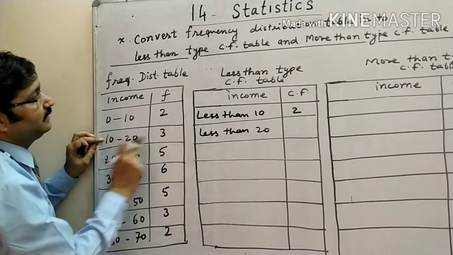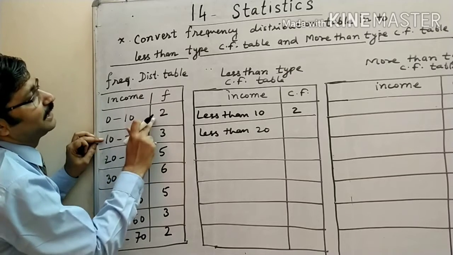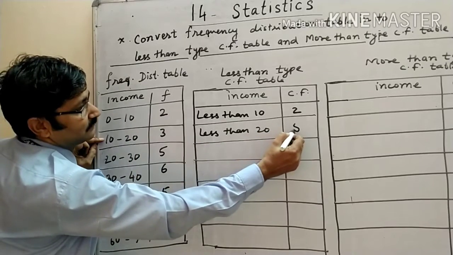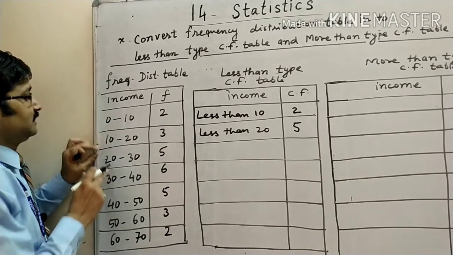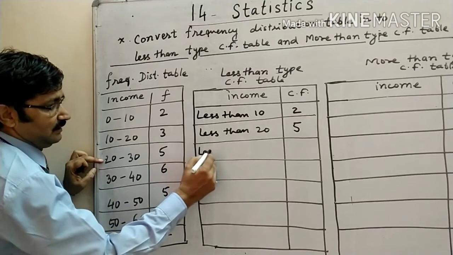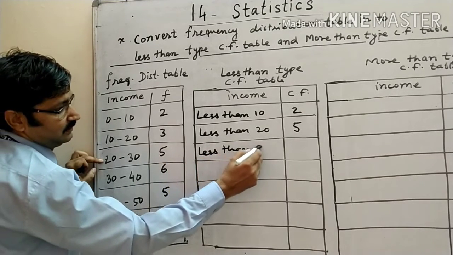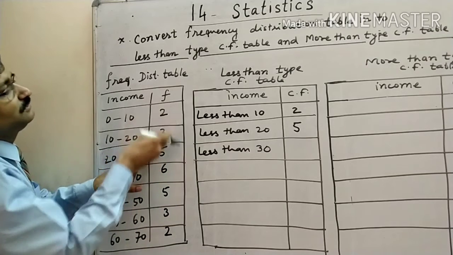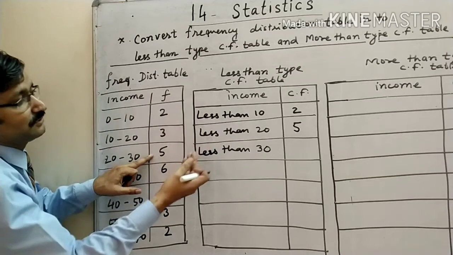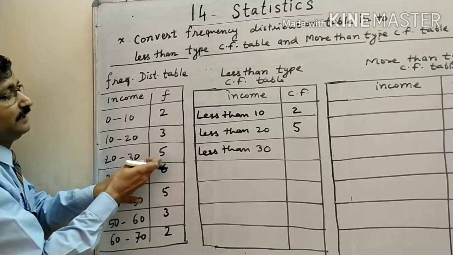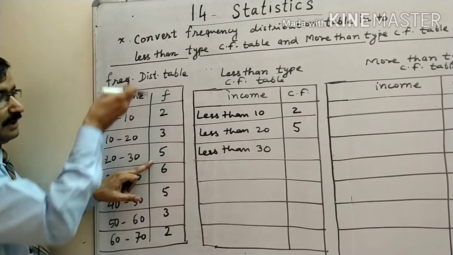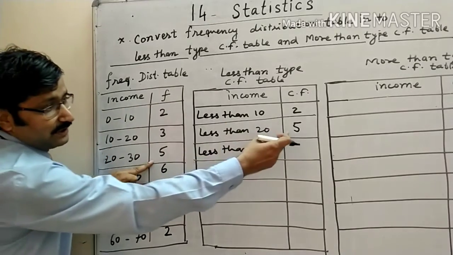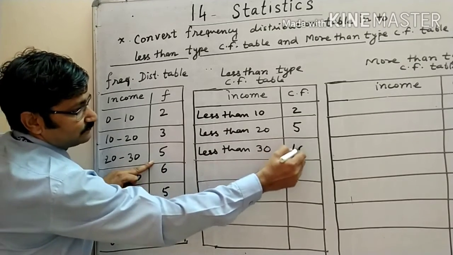So less than 20 means 3 and 2 you will add. So 3 and 2, what do we get? 5. Next, less than 30. Less than 30 means up to these two, which we already added, and now 5 also you have to add. Less than 30 means all of the above. These two we already did, the sum is 5, now 5 also we add. So 5 plus 5 is 10.